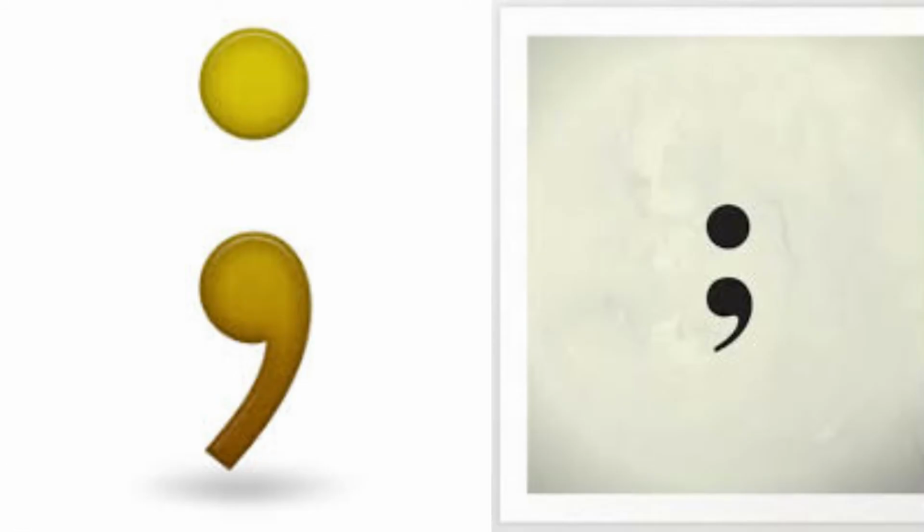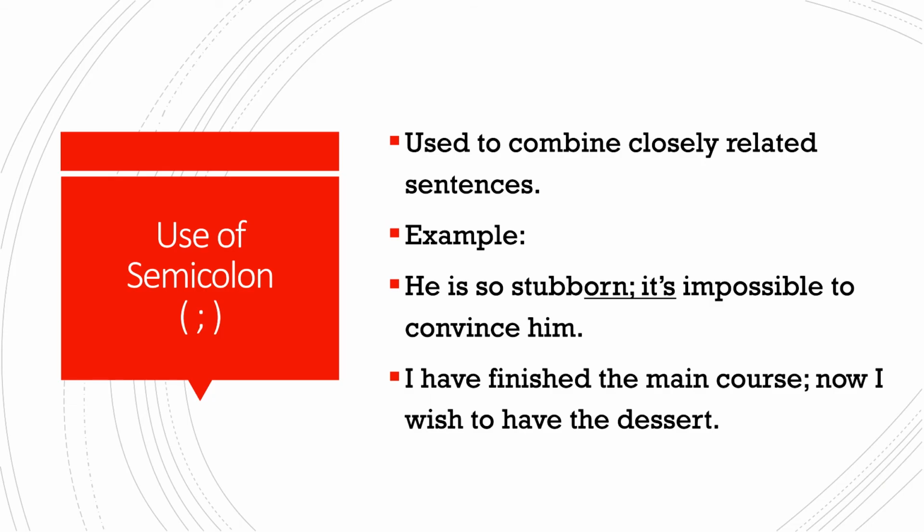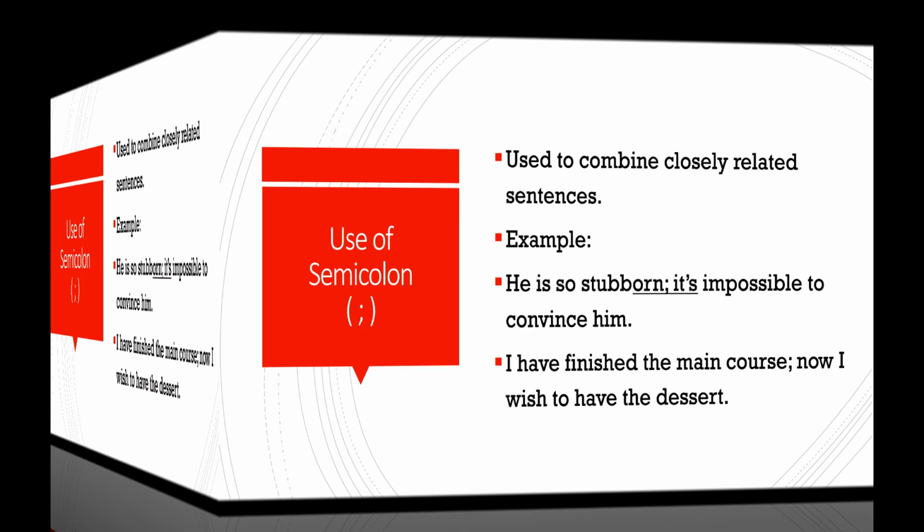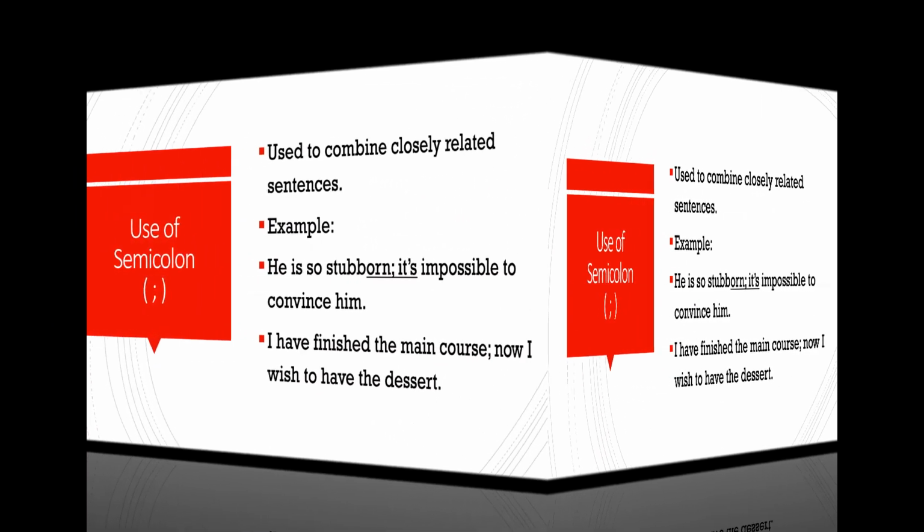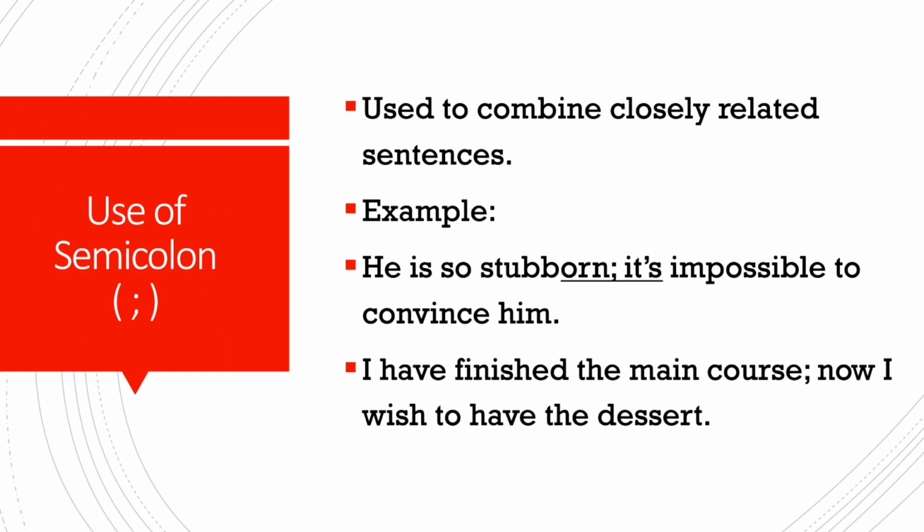Now let's take up the next pause punctuation mark. That's semicolon. This mark is used to combine closely related sentences. Now, what are these closely related sentences? Let's understand it with an example. Do you see some connection between these two sentences?